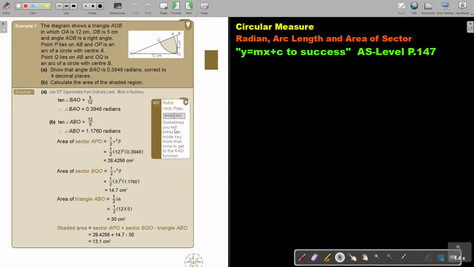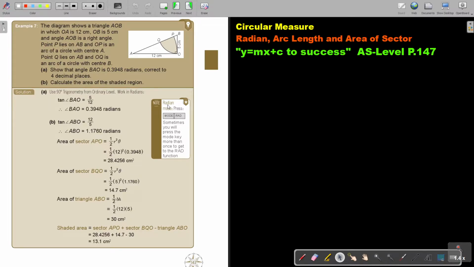And how do you do that? It depends on the calculator, but usually it's a mode. You press the mode button until you see RAD. Sometimes you press it more than once, but just make sure that you see it there on top of the calculator. On my calculator, I will press mode, and then mode again. So I just press it 2 times now. And then there's 1 for degrees, and I press 2 for radians.